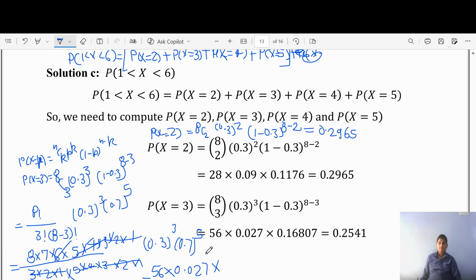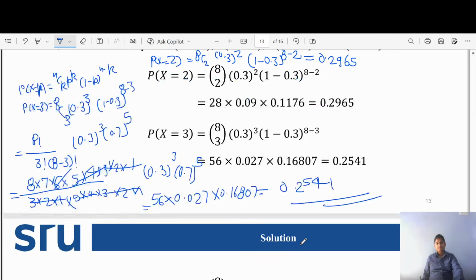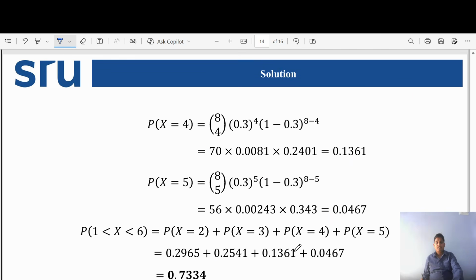And 0.7 to the power 5 means 0.16807. If we evaluate this, we find the answer 0.254. So this is the required answer. So if we put all these values, we get P(x) for x equal to 3, x equal to 4. Similarly, we evaluate for x equal to 4 and x equal to 5. So we find the required results and put all these values in this formula to check whether the result is correct or not.